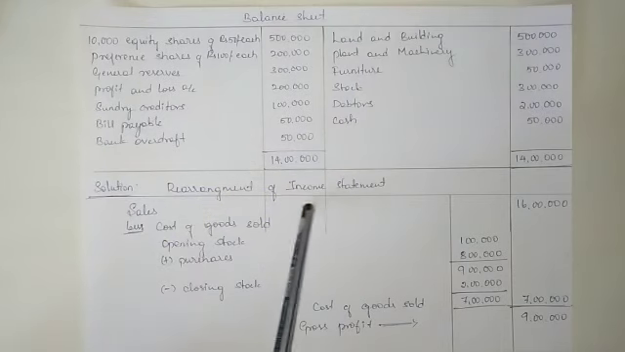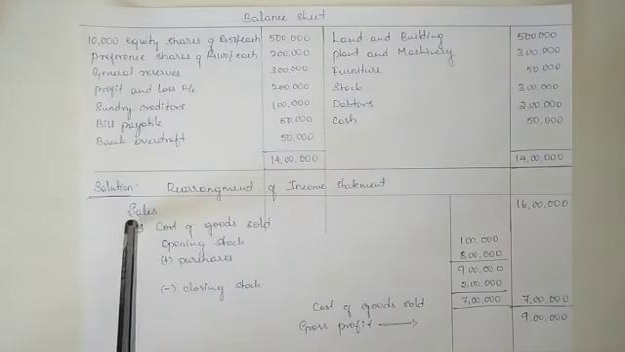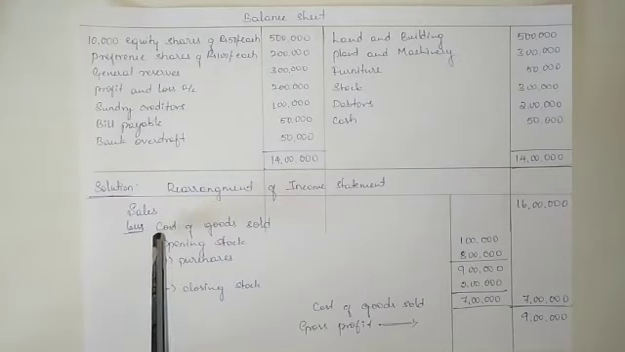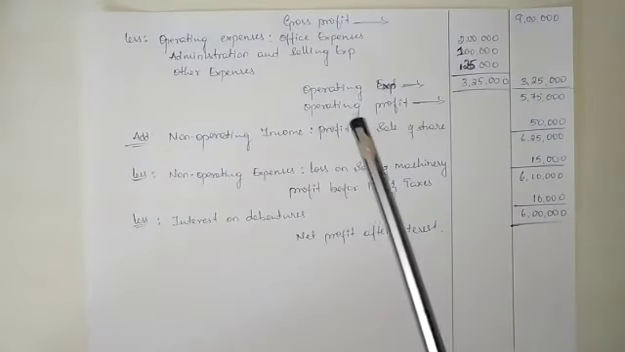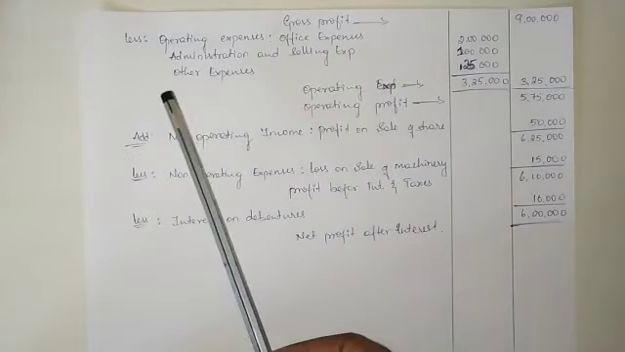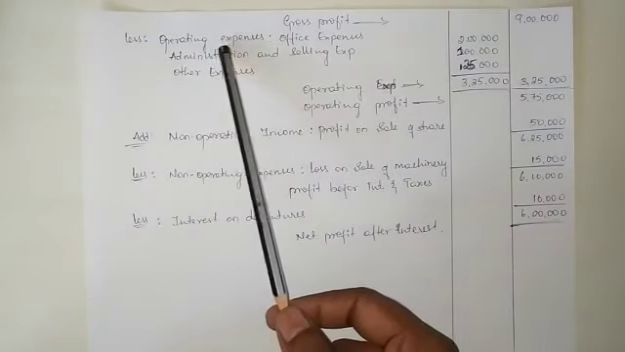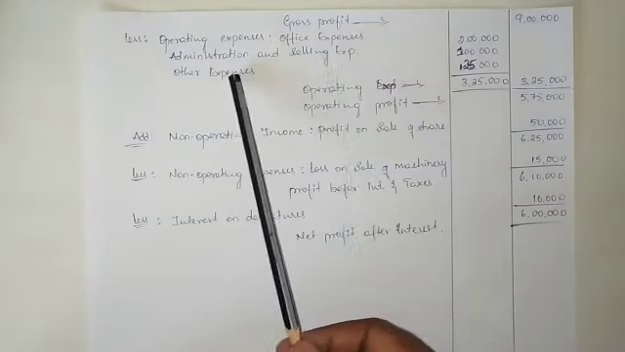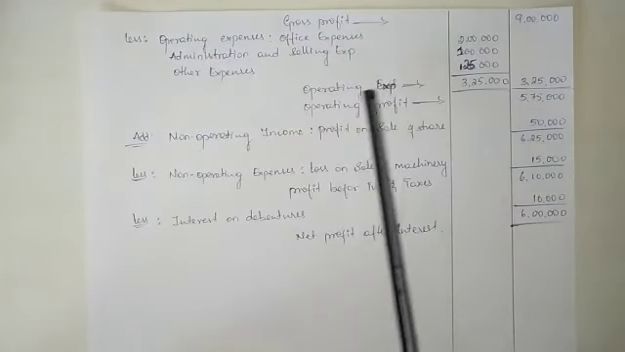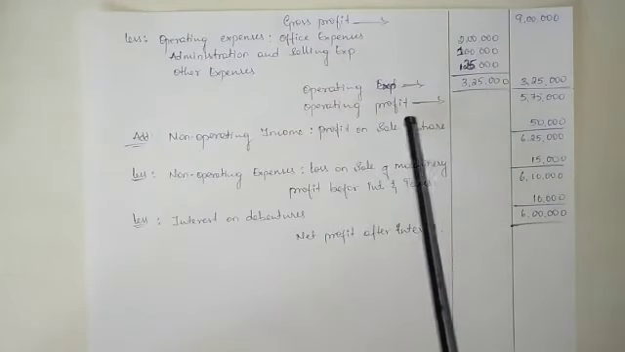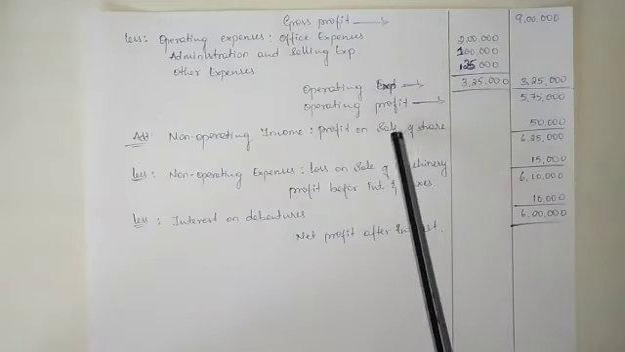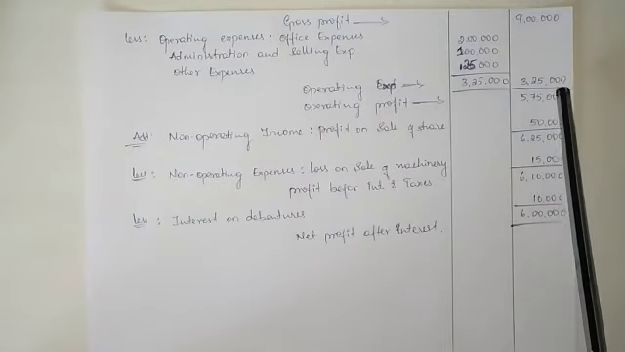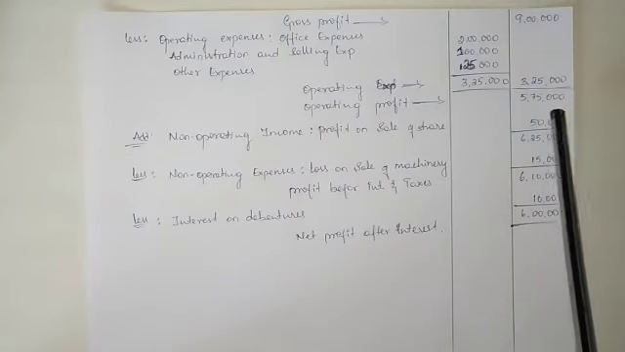going to do a rearrangement of the income statement, for which first we need to consider sales less cost of goods sold. So you will get gross profit. From that gross profit we need to deduct operating expenses. Here office expense, administrative and selling expense, other expenses are deducted. So operating expense is going to be 3,25,000. So operating profit is going to be 9 lakh minus 3,25,000, that is 5,75,000.